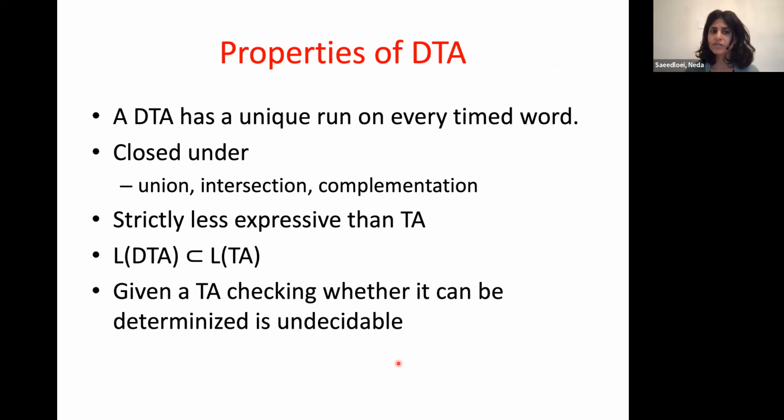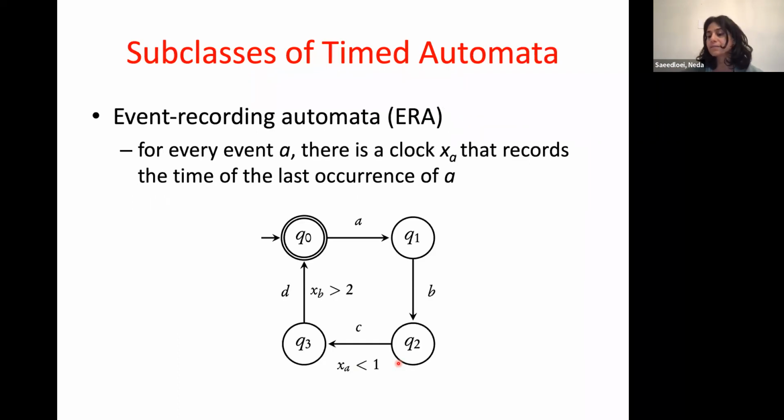A deterministic timed automaton has a unique run on every timed word, and it is closed not only under union and intersection, but also under complementation. It is strictly less expressive than general timed automata, which means that the set of languages accepted by the class of deterministic timed automata is a subset of the class of all timed languages. Given a timed automaton, checking whether it can actually be determinized is undecidable.